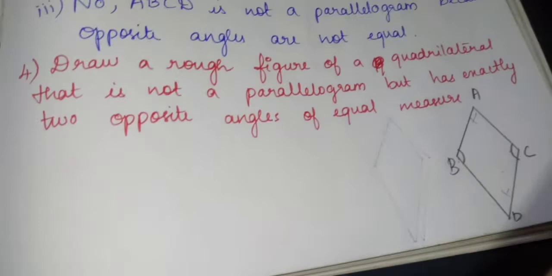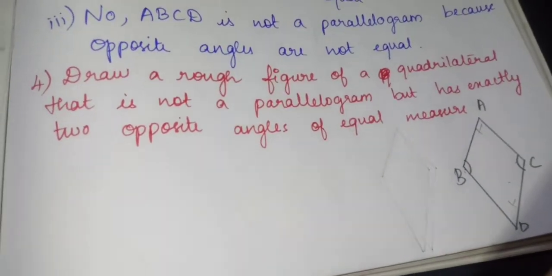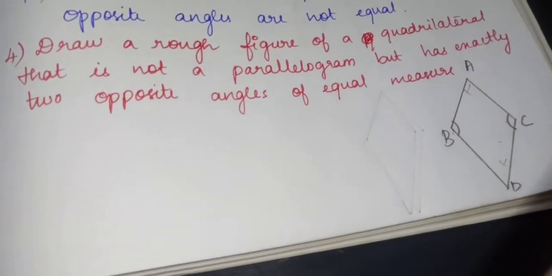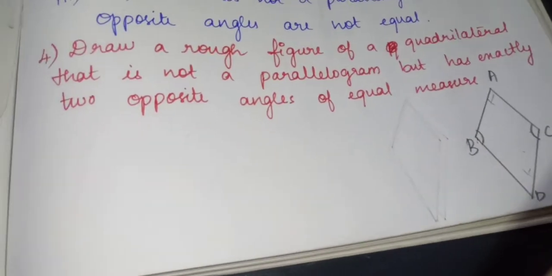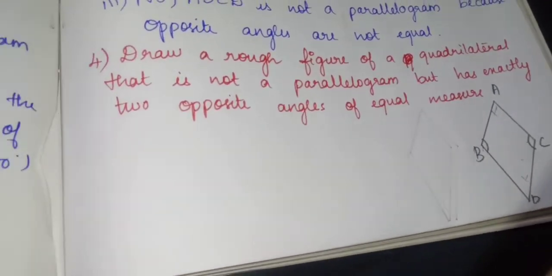So I have drawn already. What is the name of this figure? It is actually a kite. Okay. Actually, kite is a quadrilateral.